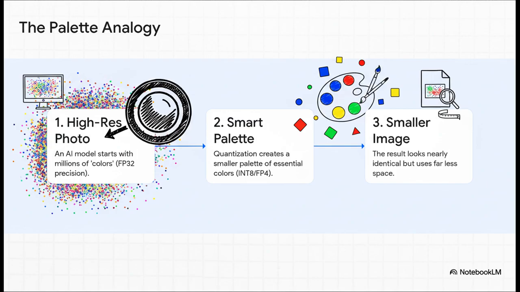Probably the best way to wrap your head around this is to think about a high-resolution digital photo. The original file might use a palette of, say, 16 million different colors. That's our big, high-precision model. Quantization is like a smart artist who looks at that photo and says, you know what? I bet we can make this look almost identical with just the 256 most important colors. So it creates a new, smaller, smarter palette. The final picture looks fantastic, but the file size is just a tiny fraction of what it was. That is exactly what quantization is doing with the model's data.